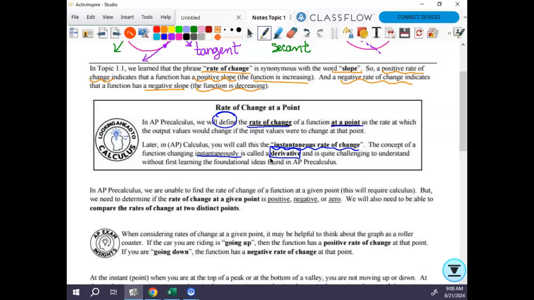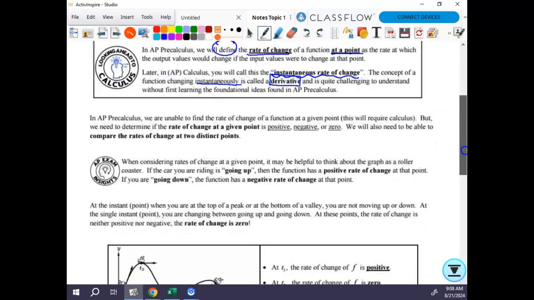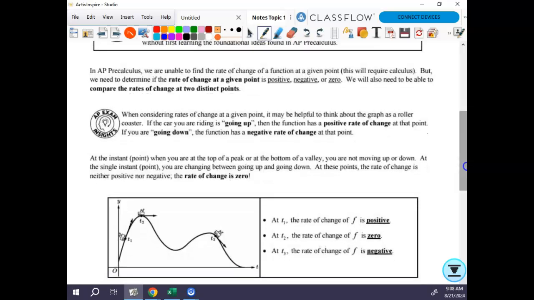Okay? All right. So, in AP pre-calculus, we are unable to find the rate of change at a given point. I've said that multiple times. That requires calculus. But we need to determine if the rate of change at a given point is positive, negative, or 0. We will also need to be able to compare the rates of change at 2 distinct points. So we do have to figure out some stuff about it. We won't be able to say, hey, at that point, rate of change is 12. But we can say rate of change is positive. That's something that we'll be able to figure out.